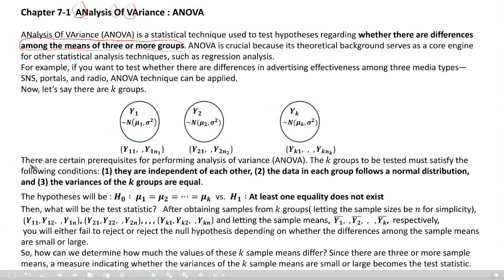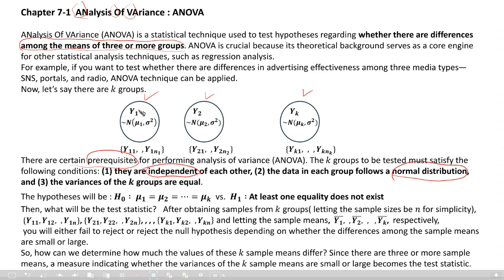There are certain prerequisites for performing analysis of variance. Keep in mind, the K groups to be tested must satisfy the following conditions. They are independent of each other. The K groups are independent. Second, the data in each group follows a normal distribution. Independence, normality, and variances of the K groups are equal. Equality of variance.